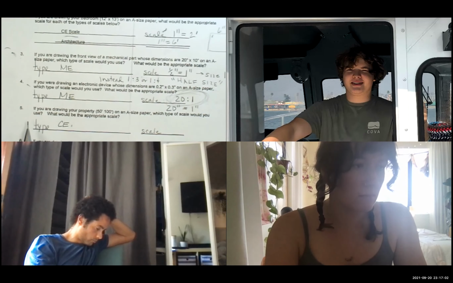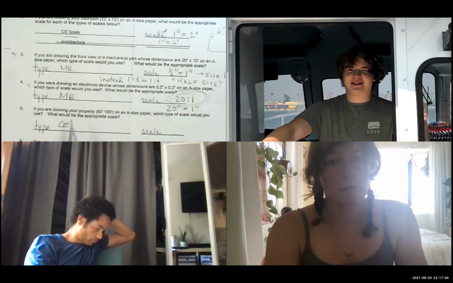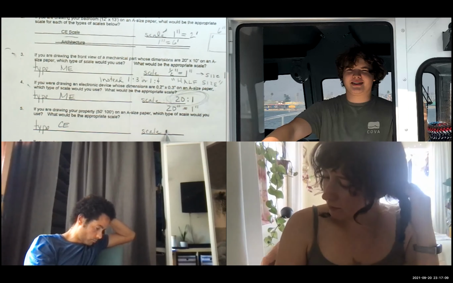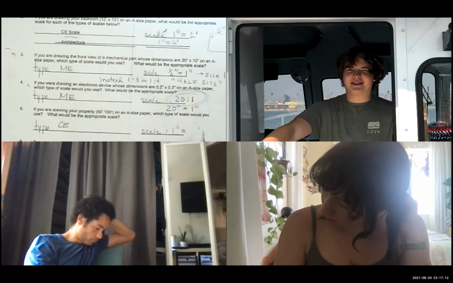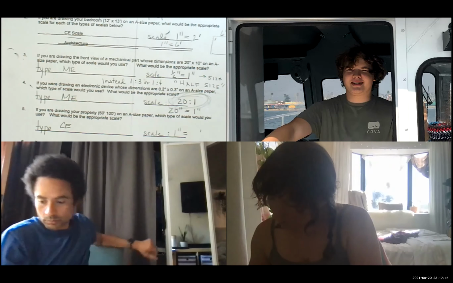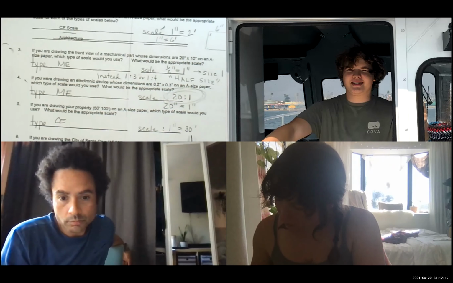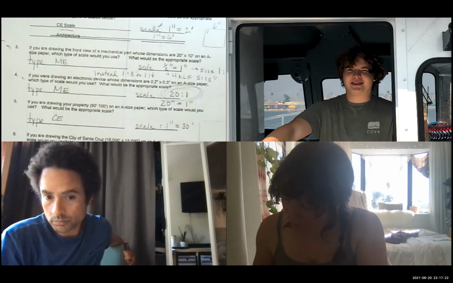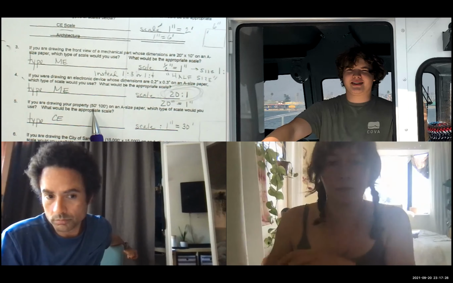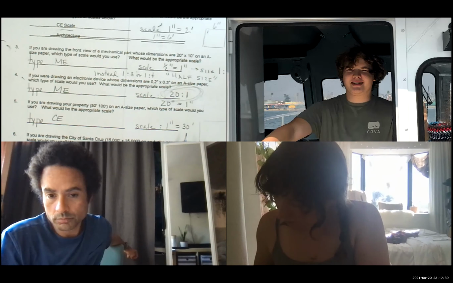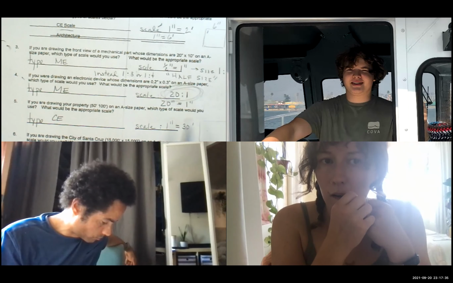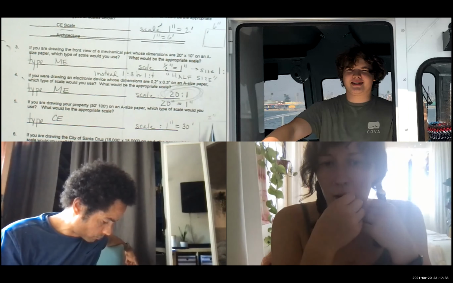Okay, number 5, let's do another civil engineering. If you're drawing your property that's 50 feet by 100 feet, what would be the appropriate scale? 1 inch is equal to, how many feet do you want to? 1 to 30. 1 to 30, let's try. So if it's 1 to 30, how big would it turn out to be on paper? 50 divided by 30, it's less than 2 inches, right? So it seems like that might be too small, huh?